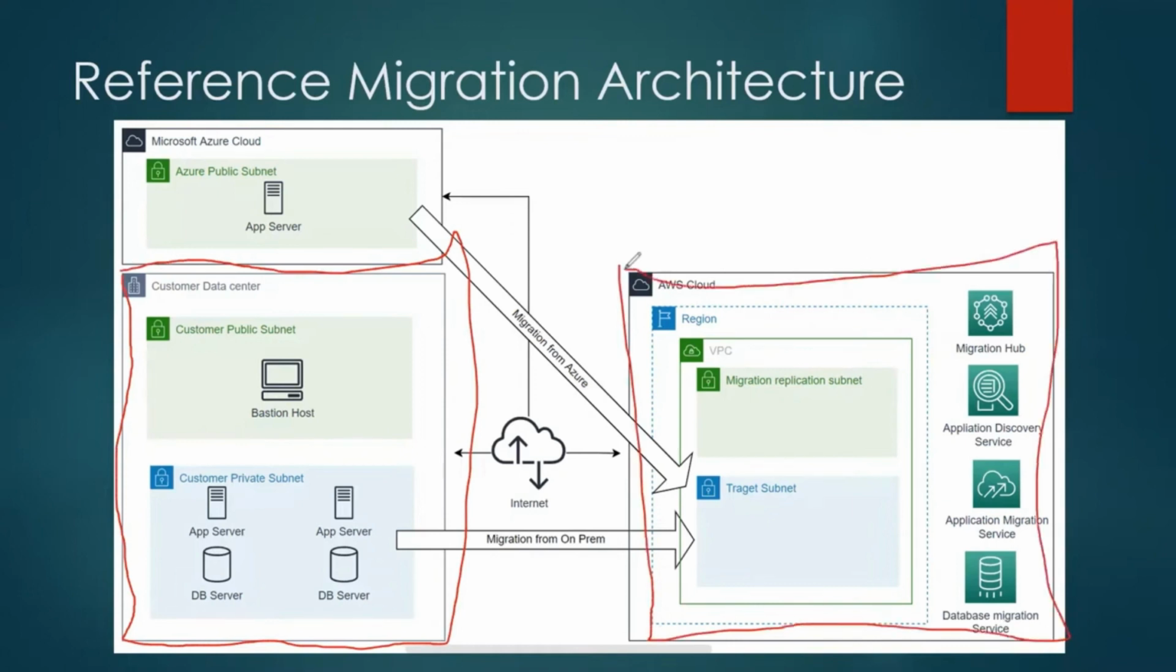As I explained before, this is the customer data center and this is the AWS cloud. But for demo purposes we cannot create a customer data center, so this will be created on the AWS cloud itself, and we will migrate from one VPC to another VPC. There is no difference in that. The only difference is that this is also on the AWS cloud, but just for demo purposes there are two separate scenarios.